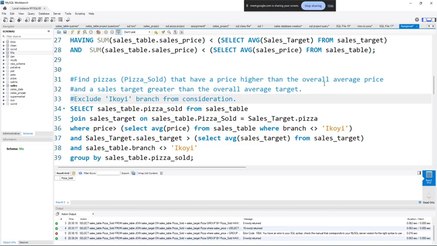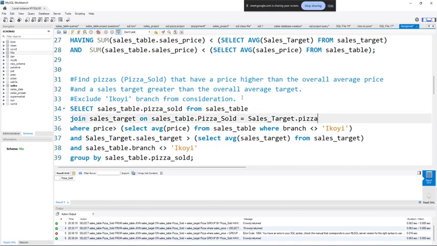They are not asking us to attach the overall price. They just want the pizzas. You might need all those ones for your conditions, but what we want to see is just a column, only that column. So what am I going to do now? My select statement will include only that column. So I will do something like select the pizza sold from sales table, join sales target on all of this. I know you understand this.